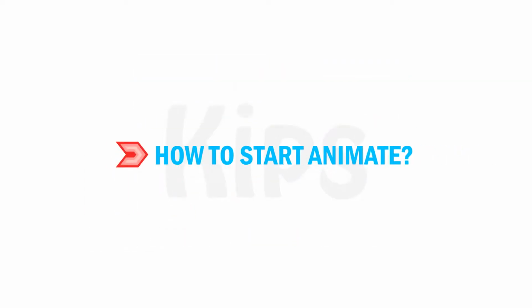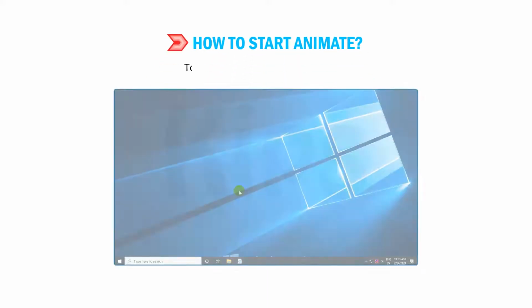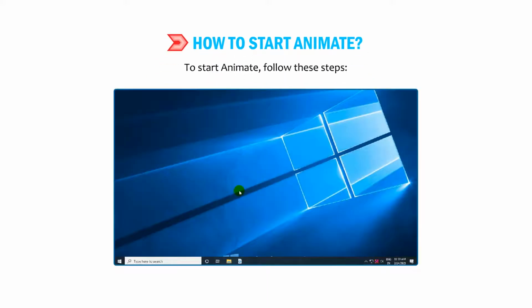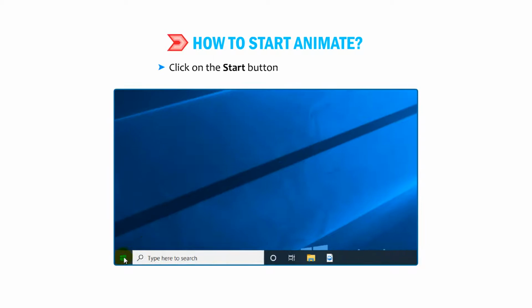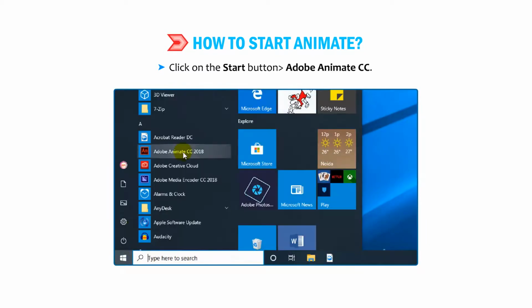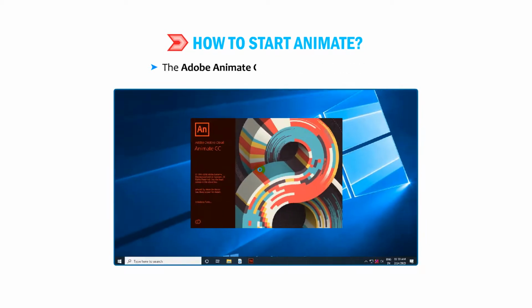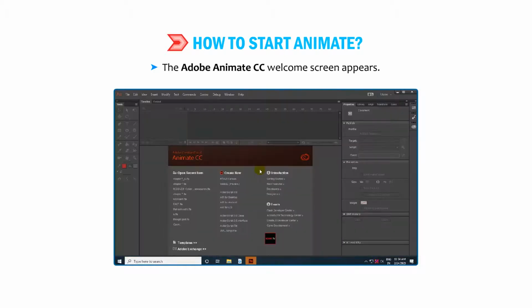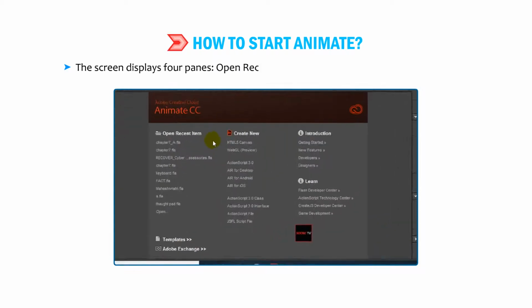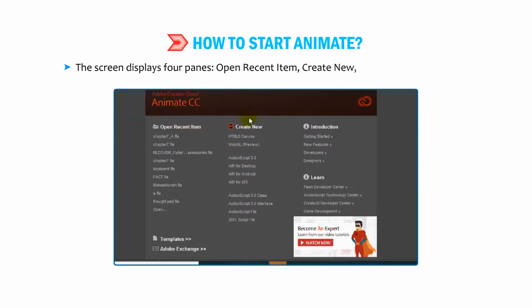Okay, let us learn how to start ANIMATE. To start ANIMATE, follow these steps. Click on the Start button, then go to Adobe ANIMATE CC. The Adobe ANIMATE CC welcome screen appears. The screen displays 4 panes: Open Recent Item, Create New, Introduction and Learn.